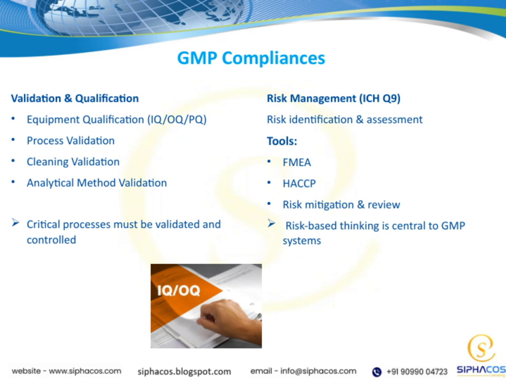Another useful tool is HACCP, or hazard analysis and critical control points, which is particularly valuable for managing risks in food and pharmaceutical safety. Once we've identified the risks, the next step is risk mitigation and review. This is where risk-based thinking becomes central to good manufacturing practice, or GMP, systems. It's about proactively managing risks rather than just reacting to issues.